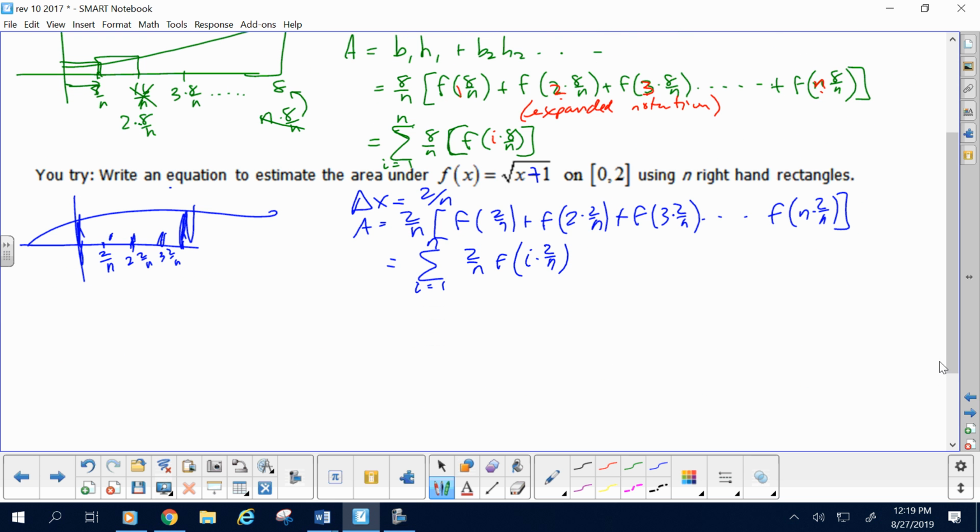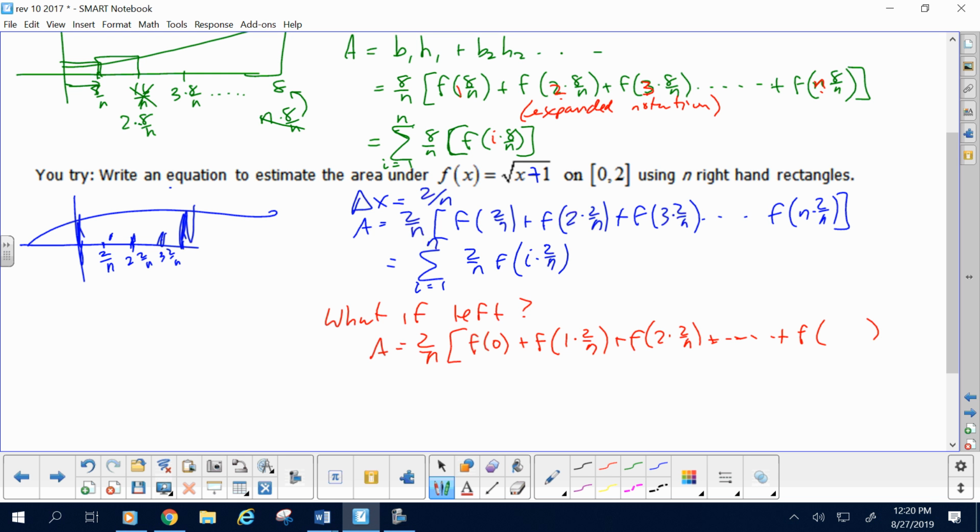Question for you. Start laying this groundwork. What if it were left-hand rectangles? The base would be the same. Do you agree? Okay. Where's the first height at? f at 0. Then the next height is f at 1 times 2 over n, or 2 over n. Then f at 2 times 2 over n's. Think critically. Where's the last height? f at n minus 1 times 2 over n's.